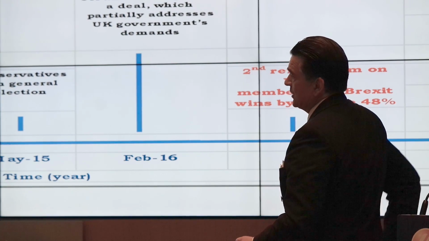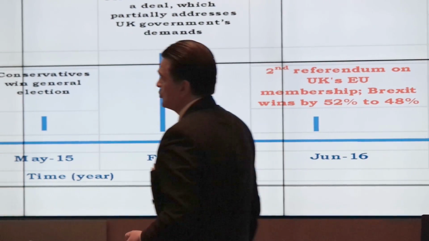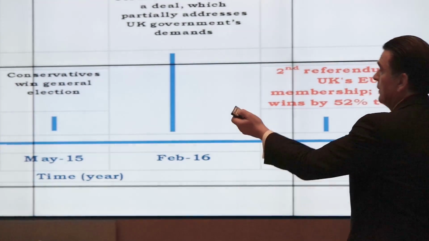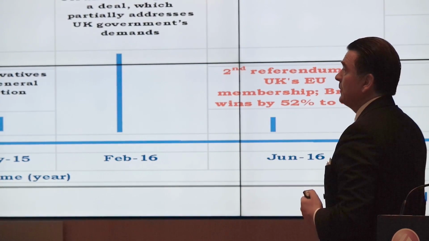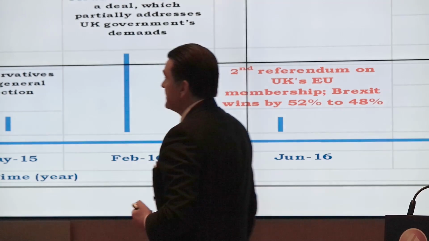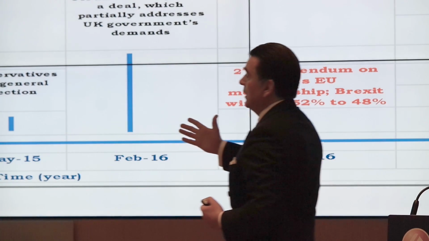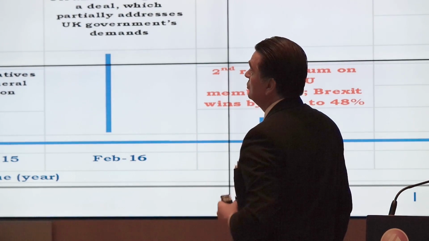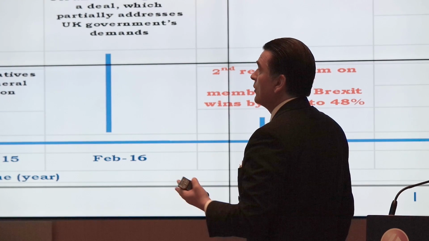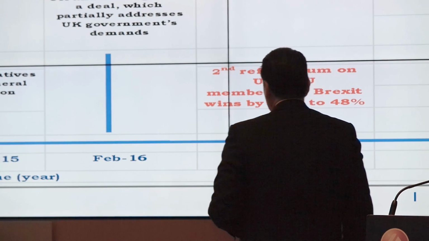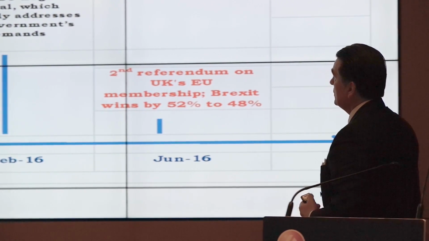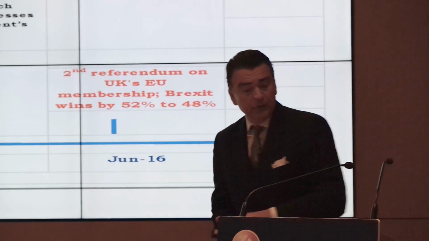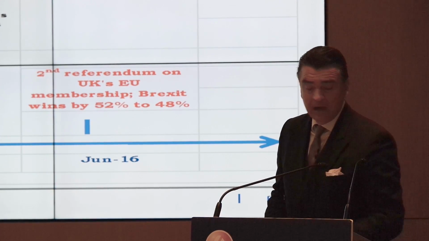Then, in 2004, eight Eastern European countries joined the European Union. 2009, the Lisbon Treaty, and 2013, Prime Minister Cameron promised to basically renegotiate the UK's EU membership terms and run a referendum if his party won the May 2015 elections. And of course, June 2016, when basically the Brexit referendum delivered a broadly unexpected outcome.